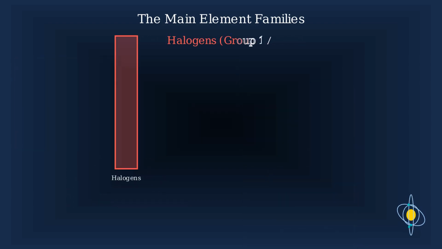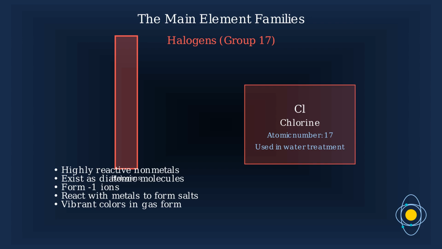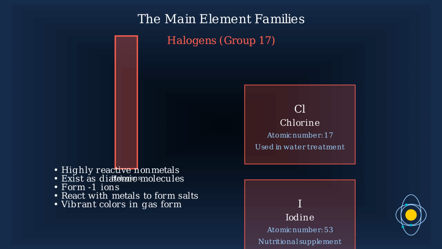Halogens are found in Group 17 of the periodic table. These highly reactive nonmetals include fluorine, chlorine, bromine, and iodine. Halogens exist as diatomic molecules and readily form -1 ions. They react with metals to form salts and exhibit vibrant colors in their gaseous state. Chlorine is extensively used in water treatment and in the production of PVC. Iodine is an essential nutrient for proper thyroid function and is used as a disinfectant.